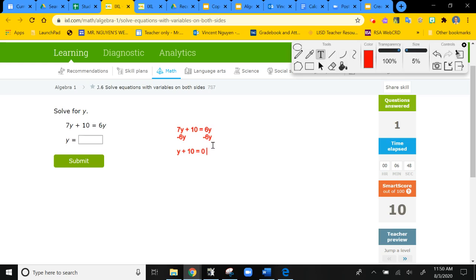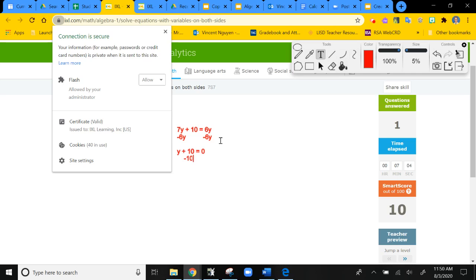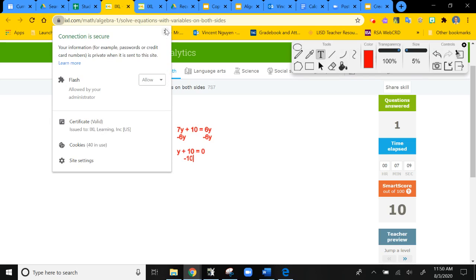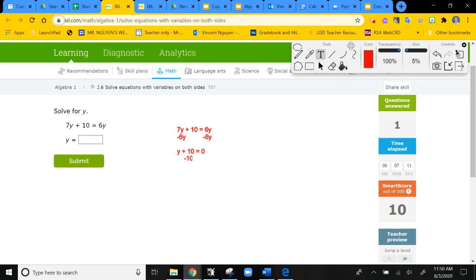Well, if there's nothing there, you put a 0 there to hold the place of that, right? Because 6y take away 6y is 0y, which is 0. Now you're going to move the 10 by subtracting it, right? So you're going to be subtracting 10. So you're removing that 10. Removing the 10. So y ends up being negative 10 is your solution.